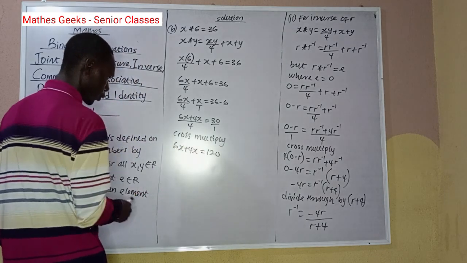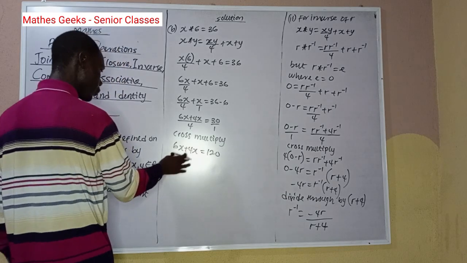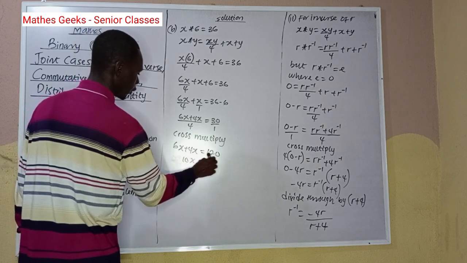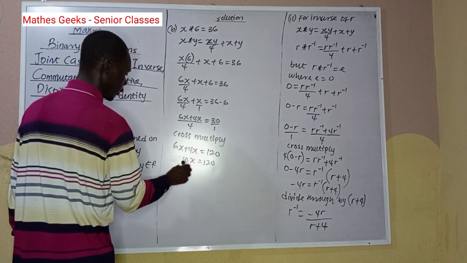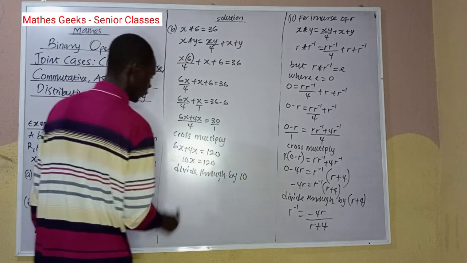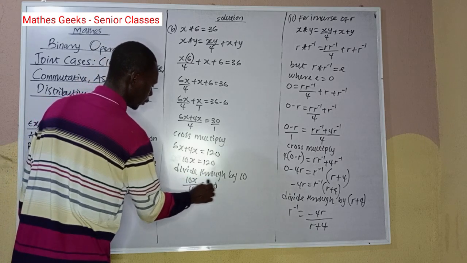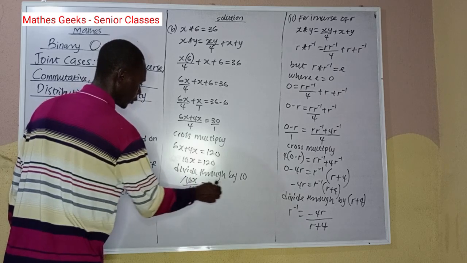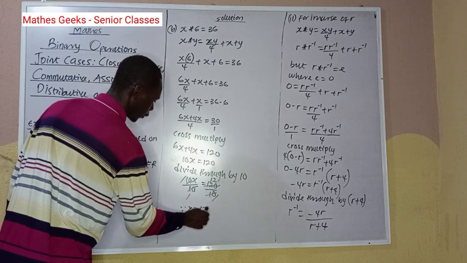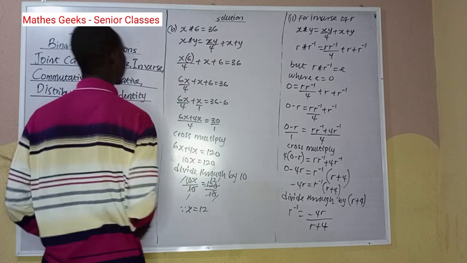6x plus 4x is 10x. That's 120. So divide through by 10. So 10x over 10, 120 over 10. 10 here 1, 10 here 1, 10 here 1, 10 here 12. So therefore, x is equal to 12. Which means that 12 star 6 will give us 36.